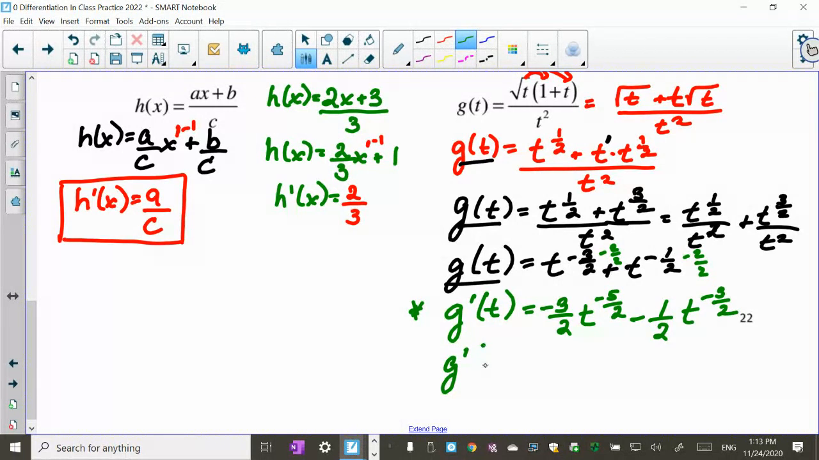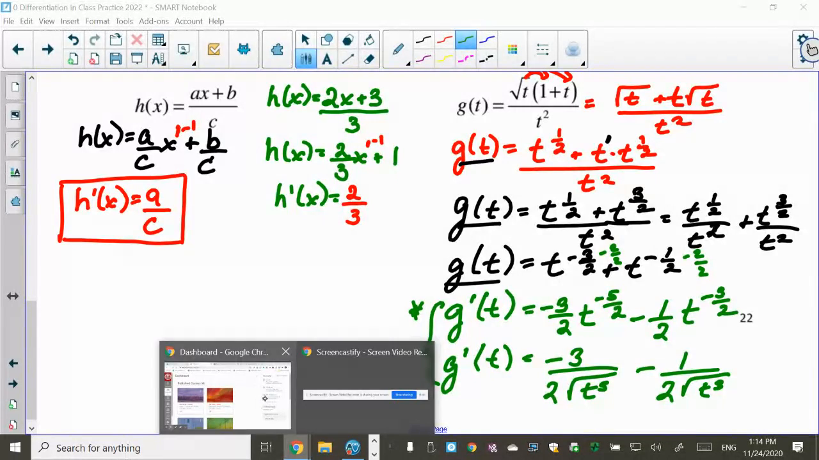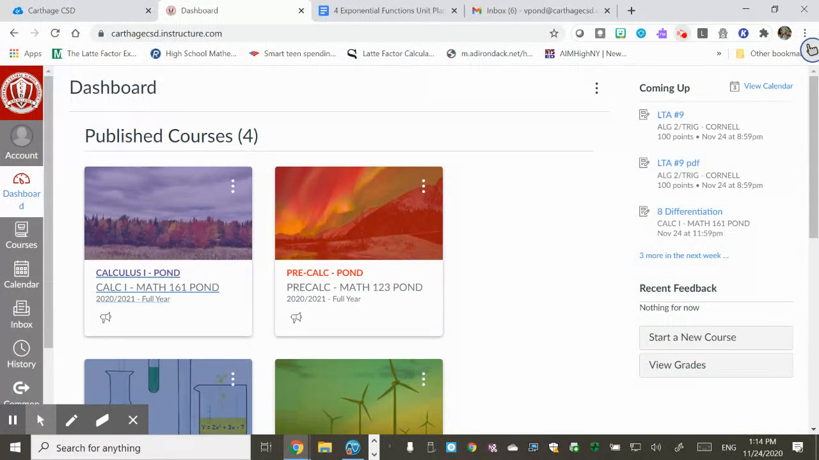Now I'm just going to rewrite it because I want to get you guys practice doing that. So it's going to be negative 3 over 2, and that's going to be radical t to the 5th. Remember your flower power, minus 1 over 2 radical t cubed, because you're going to bring that down. And these two are basically the same. I'm just having you rewrite it. So that's all I've got for this video. I just wanted to make sure that you're comfortable doing this, and thank you very much.